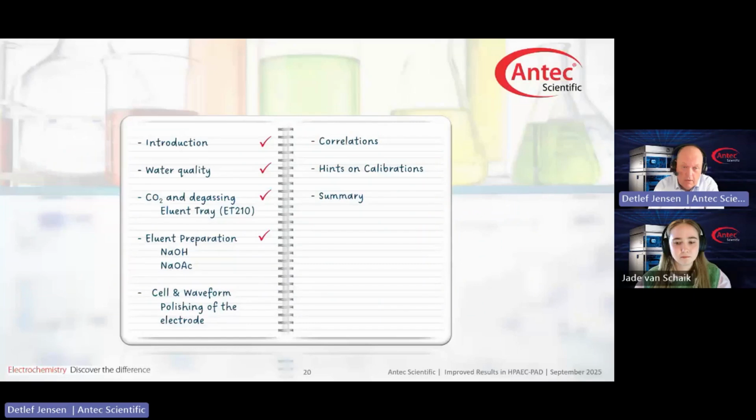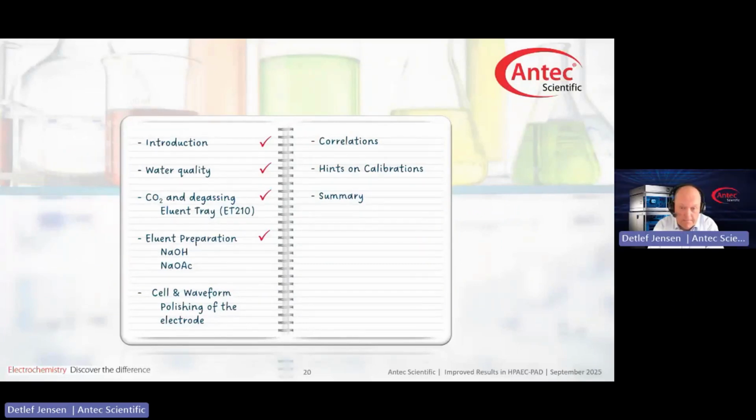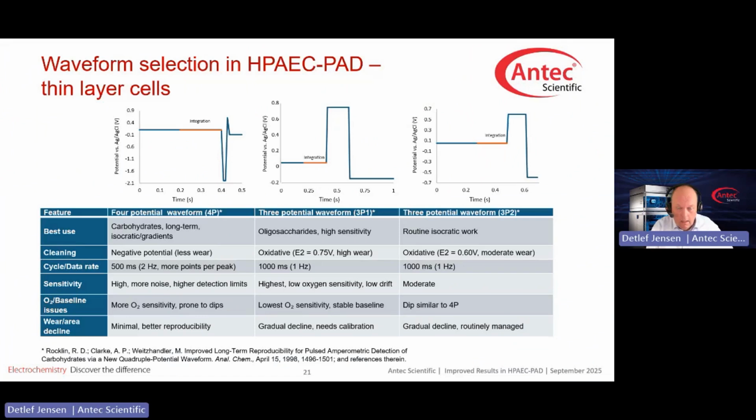Which brings us back to our little lab book and the next bullet point, cell and waveform and polishing of the electrode. Now let's start with a couple of questions. Why do we have different waveforms? Why do we use different waveforms?